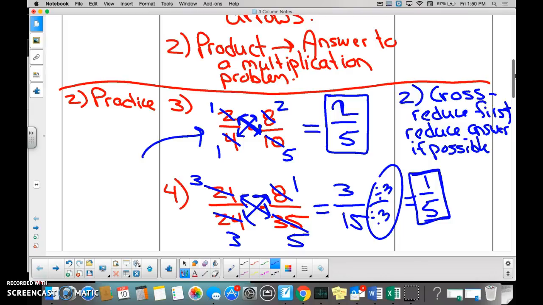No. Somebody help them. JJ. 2. 2 goes into 2 1 time, Zeke. 2 goes into 10 5 times. Okay, you got it? Yeah.